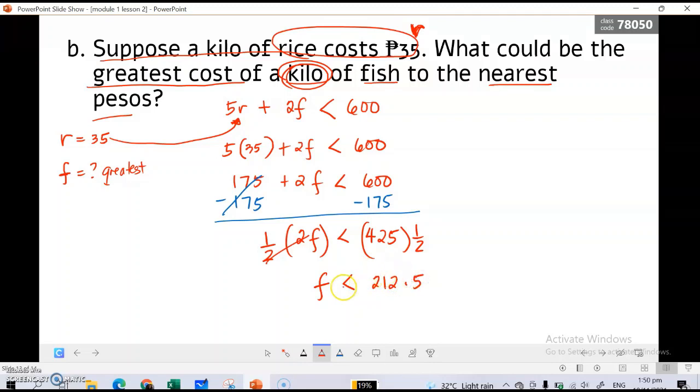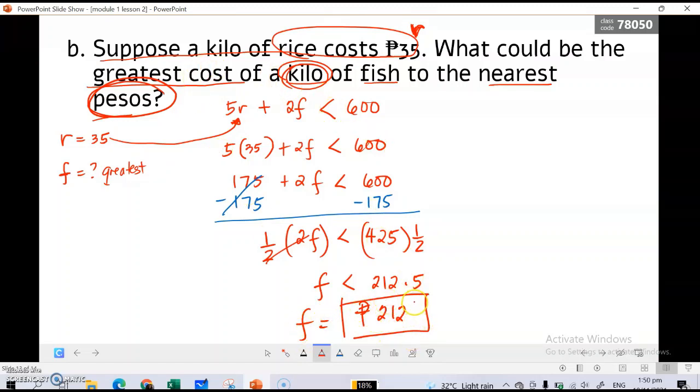Now, sinabi dyan na less than 212.5. So, pagka nearest peso kasi, nearest peso. So, anong mababa sa 212.5? Di 212 pesos. Okay? So, yung greatest cost of a kilo of fish ay 212 pesos.